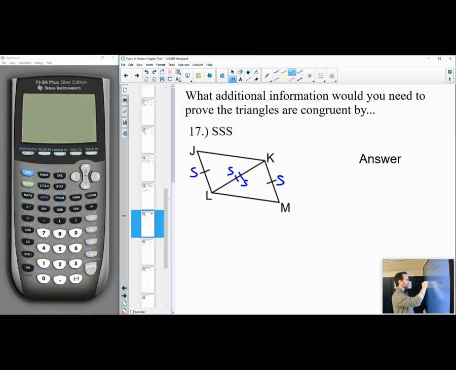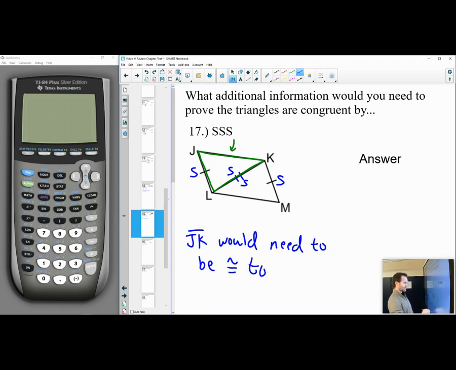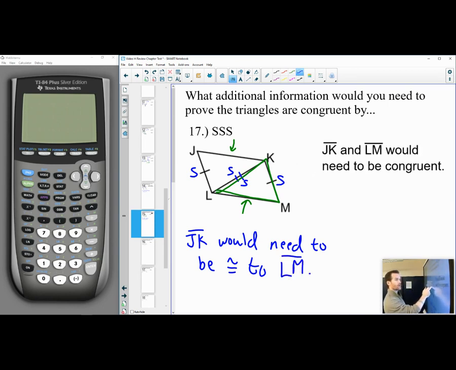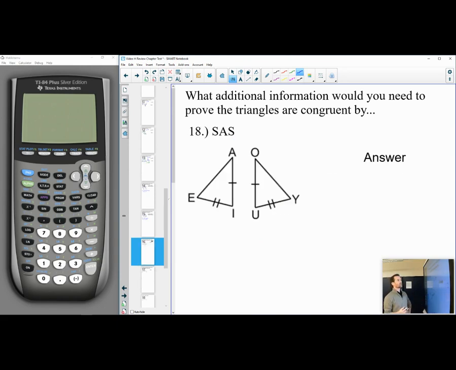So in this triangle, let me highlight it. The only side that's remaining is right there. So that's segment JK. Segment JK would need to be congruent to, let's see, in the other one. So we don't need this anymore. Now we're focusing on this one. Side, side, side. The only missing side is segment LN. Check the answer. Segment JK and segment LN would need to be congruent. Good, good, good.